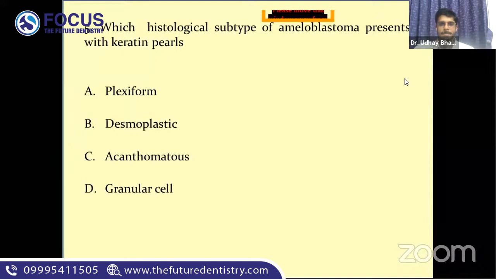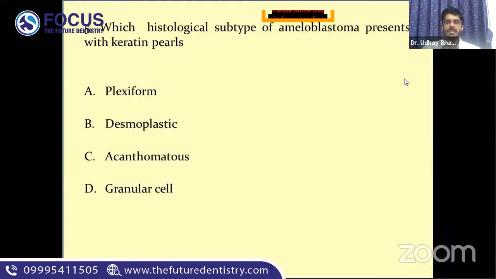Hyalinized? Okay. Which type presents with keratin pearls? See, keratin pearls are a result of squamous metaplasia. Metaplasia means one cell population undergoes differentiation into another cell population. So the central cells within the follicle are undergoing squamous metaplasia. That is, they resemble squamous epithelium.